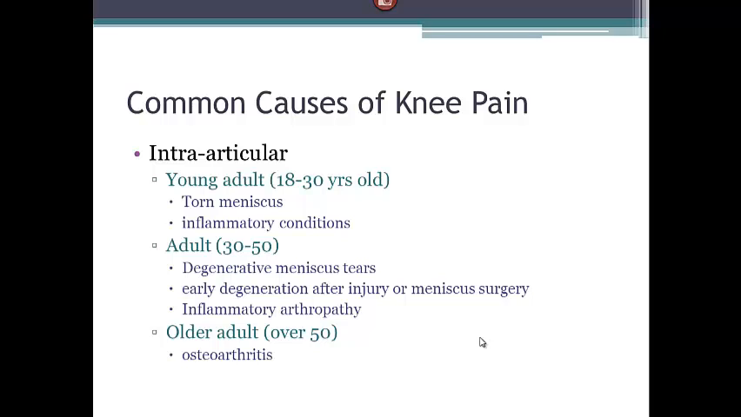Treatment is rest, ice, compression, and elevation. So that's the reason why the acronym is called RICE, R-I-C-E. R for rest, I for ice, C for compression, and E for elevation. So basically, mobilization and repair are indicated.